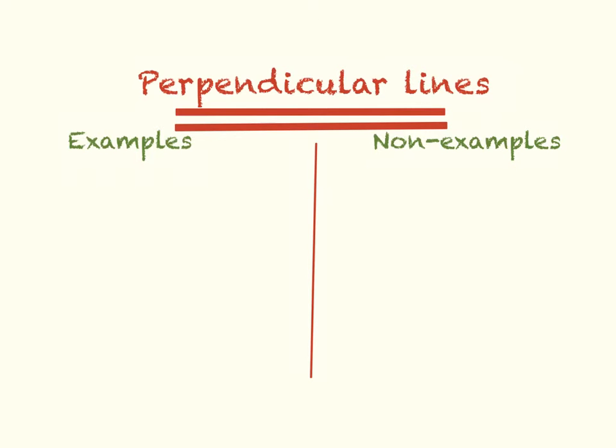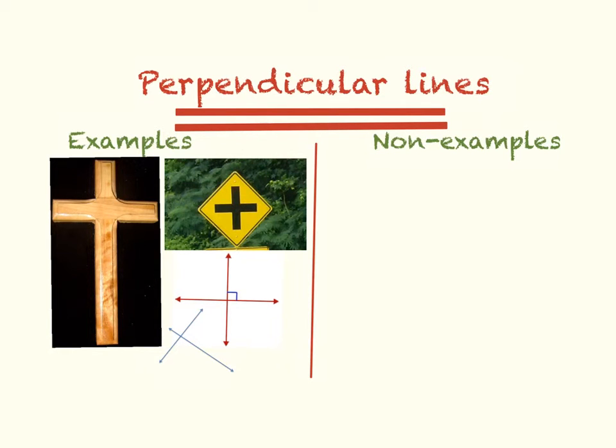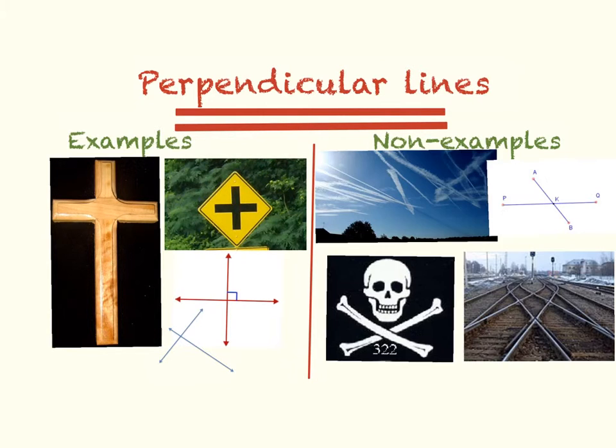The next thing we're going to explore are perpendicular lines. Here are some examples of perpendicular lines. Also, moving this line up creates perpendicular lines. Here are some non-examples of perpendicular lines. These non-examples may be intersecting lines, however, when they intersect, they do not create a 90-degree angle.